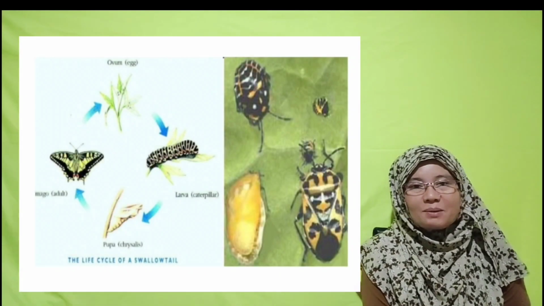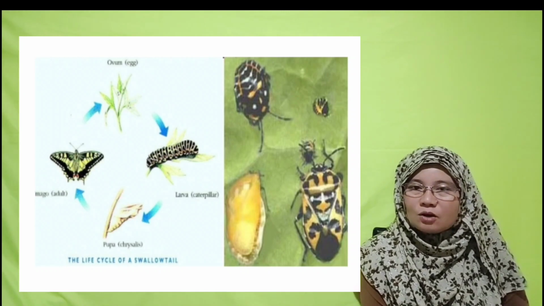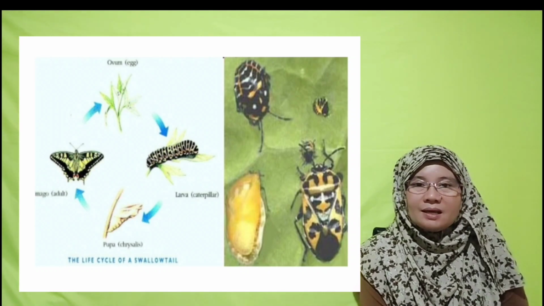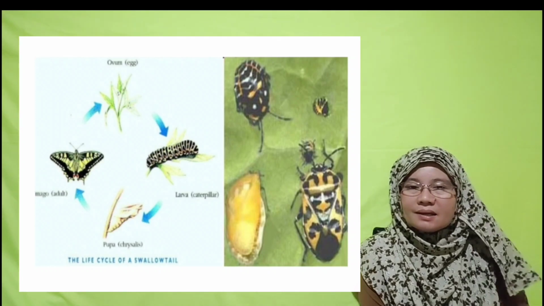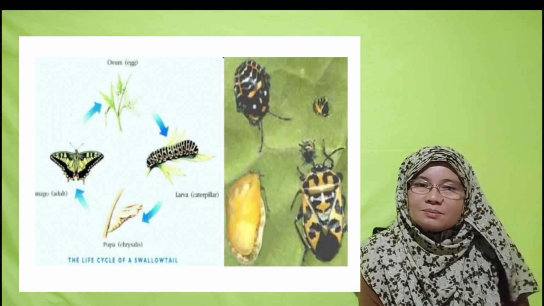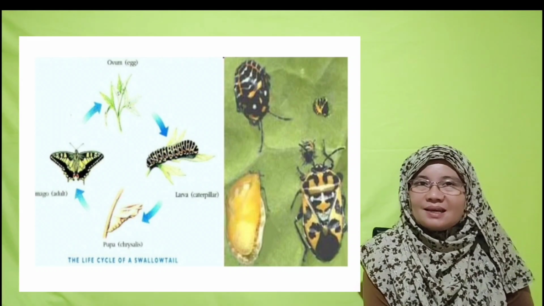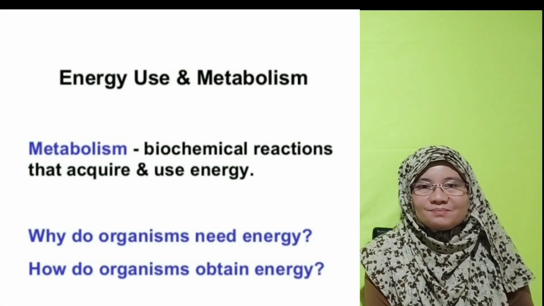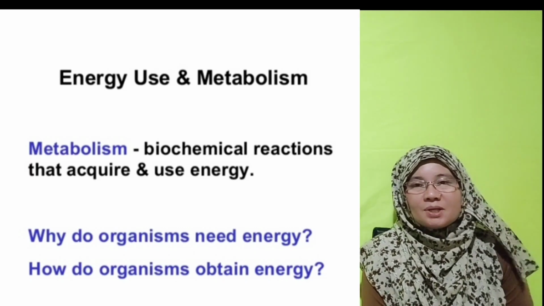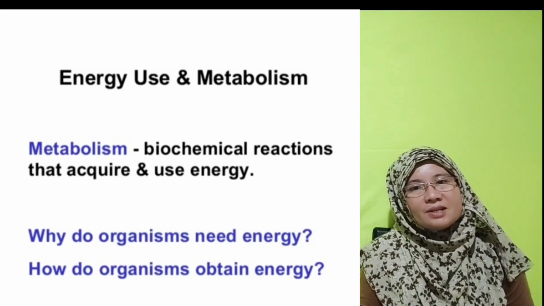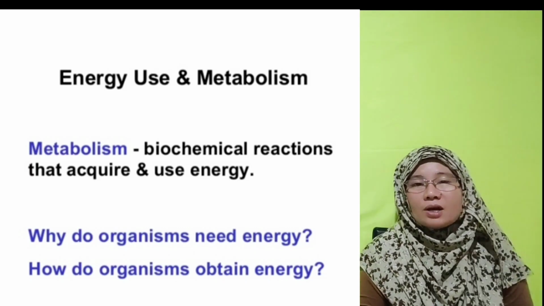We have here an example of the life cycle of a swallowtail, from the egg to larva, pupa stage, and adult stage. Next, we have energy and metabolism. Metabolism is the biochemical reactions that acquire and use energy.